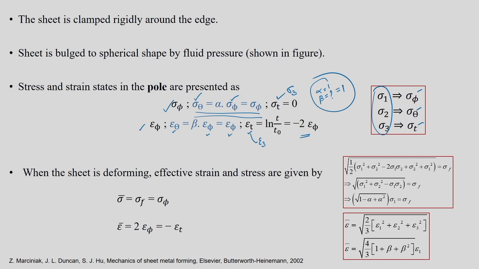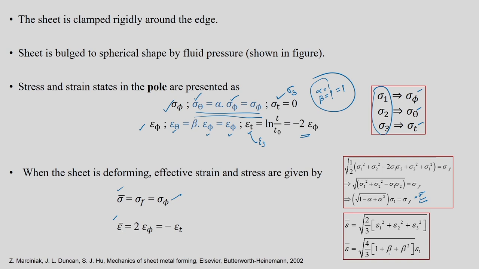Just to extend this point, we have the procedure of evaluating sigma bar and epsilon bar for any situation. We have seen that several times. In this case also we can get sigma bar and epsilon bar. We can use the von Mises effective stress equation which we have derived before. I have just written it here for your convenience: square root of 1 minus alpha plus alpha square into sigma 1 is equal to sigma f, which is also sigma bar. So, if you put alpha equal to 1 here, sigma bar is going to be equal to sigma 1, which is nothing but my sigma phi.